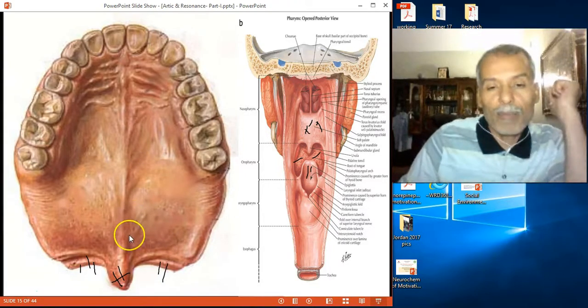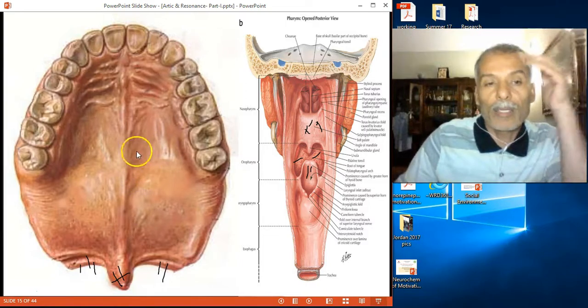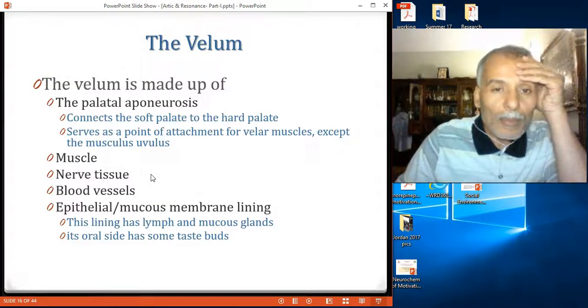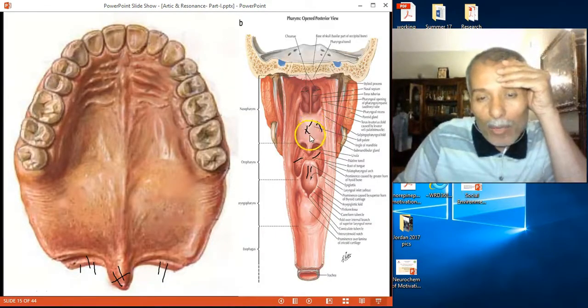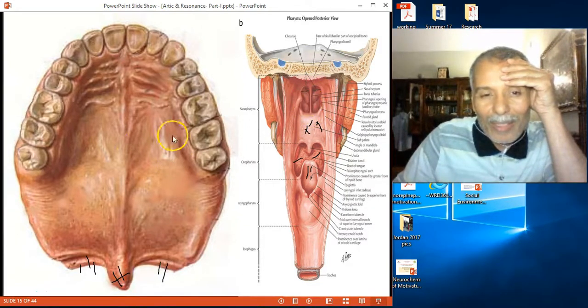So you have the soft palate that can move and the hard palate that doesn't. You can see here the back of the soft palate, and from the top you can see the nasal cavities that are sitting on the other side of the hard palate, so on top of the hard palate.